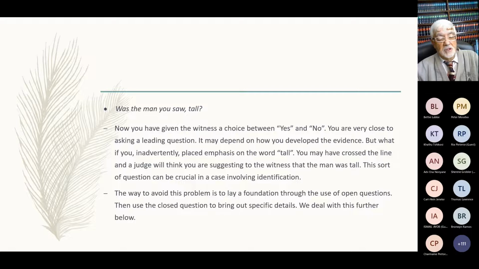Now you have given the witness a choice between yes or no. Was the man tall? Yes or no. You are asking a leading question. It may depend on how you develop the evidence. Now, but what if you inadvertently place the emphasis on the word tall? Was the man short or tall? Well, the witness is quite clearly being told the answer is tall.